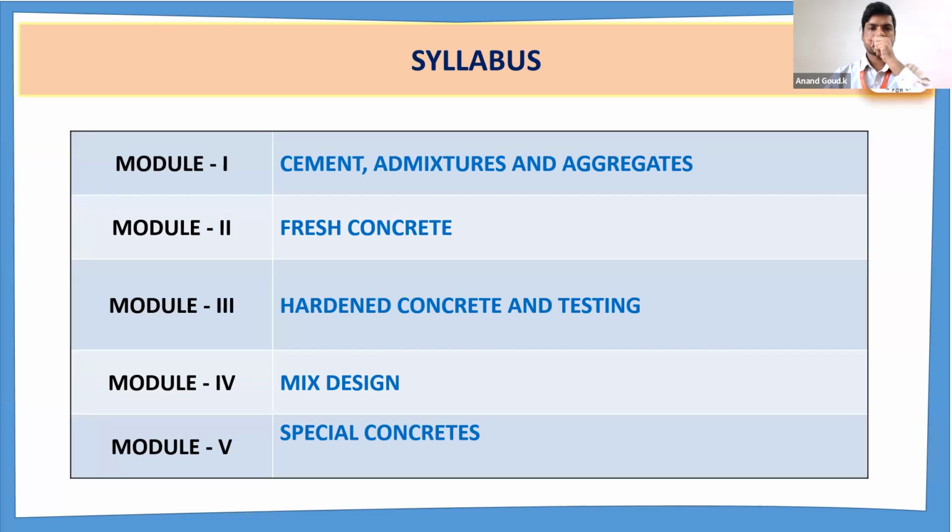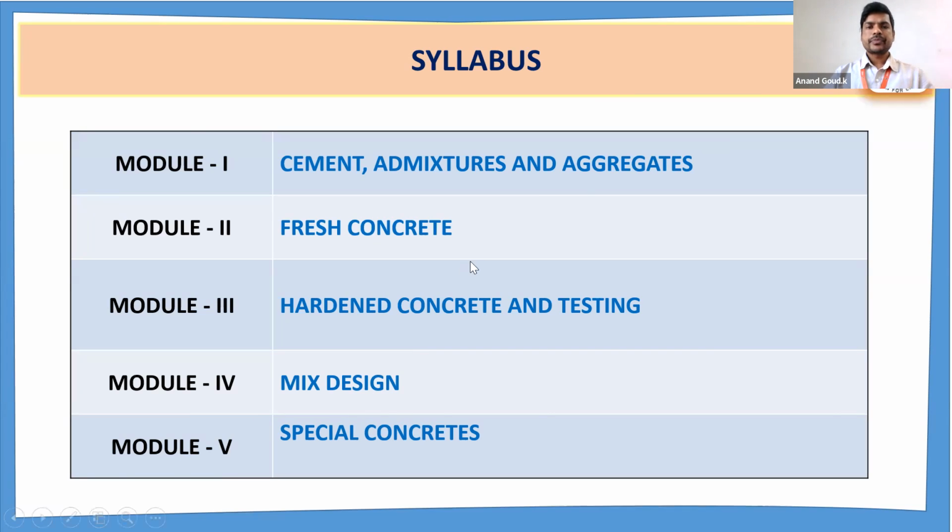In the first module, we are learning about cement properties, different types, applications, and testing methods of cement. Okay, and next, admixtures. Admixtures are also one of the extra ingredients which are added in the concrete to improve the performance. In the normal concrete we may not use these admixtures, but in the special concretes we have to use these admixtures to improve the properties.